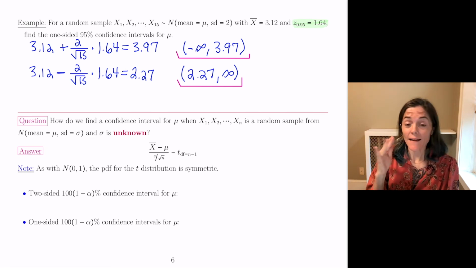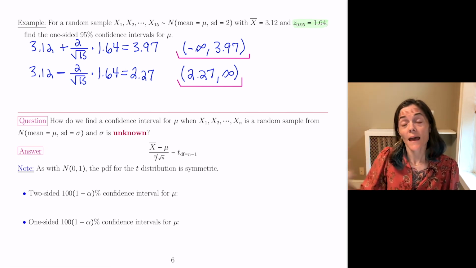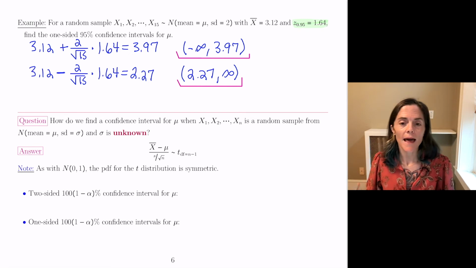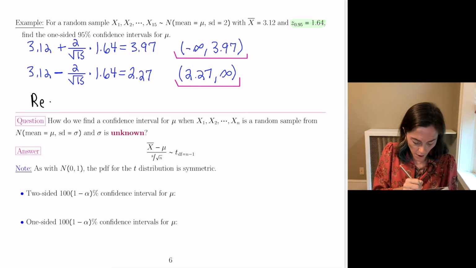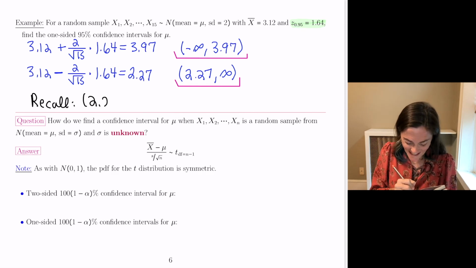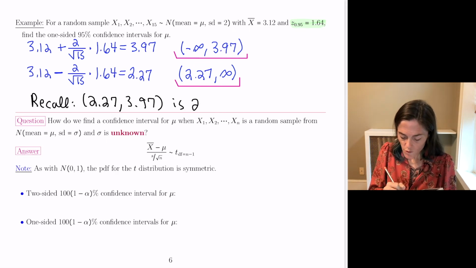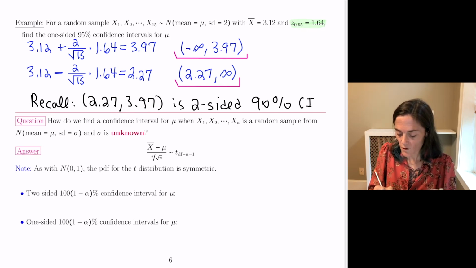Now, if we divided that in two, we have 0.05 area in each tail, that would be a two-sided 90% confidence interval. And this is my remark. So recall, if we went here, 2.27 to 3.97, this was our two-sided 90% confidence interval for mu.